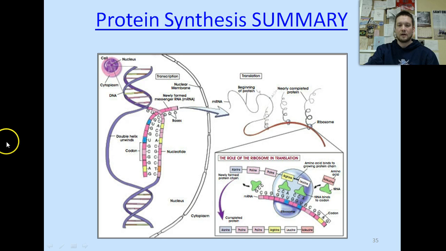This is kind of a complicated process that confuses a lot of people, but that's how your cells make proteins. We'll work with it a little more in class.